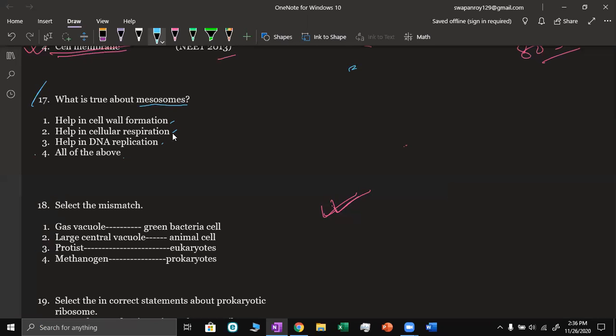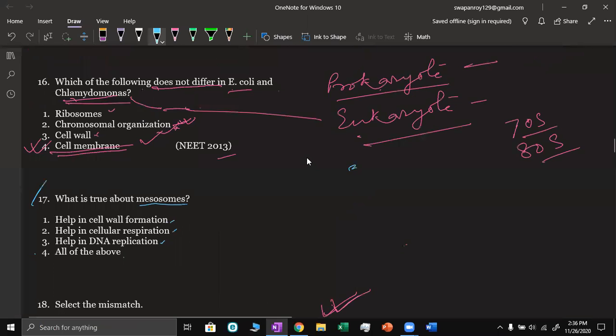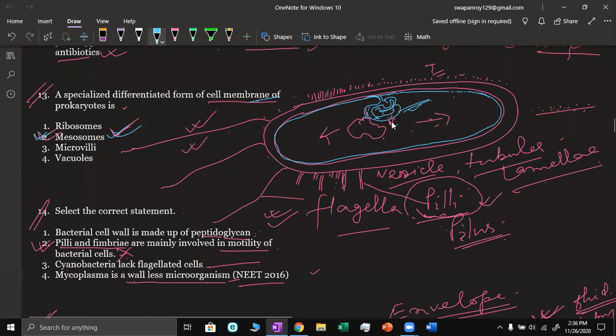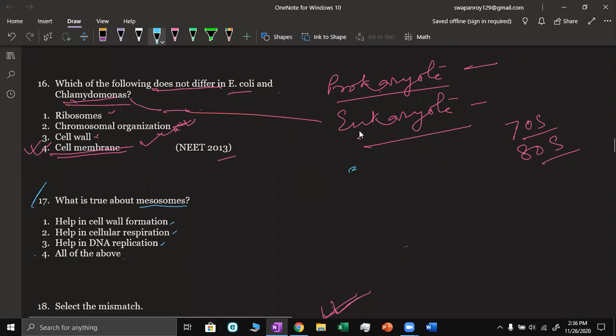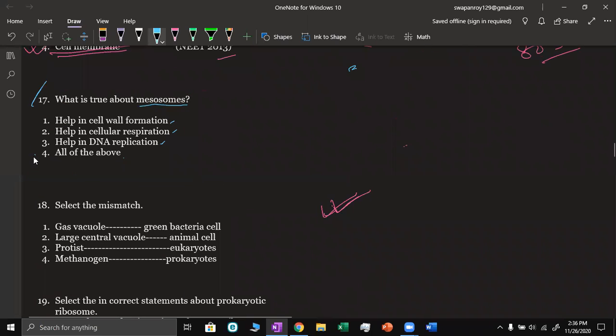It takes part in cellular respiration, and it also helps in DNA replication, because during DNA replication, DNA is attached to this mesosome. Then when the DNA replicates, the cells divide in such a way that one DNA goes to one cell and another DNA copy goes to another cell. So here it is all of the above.